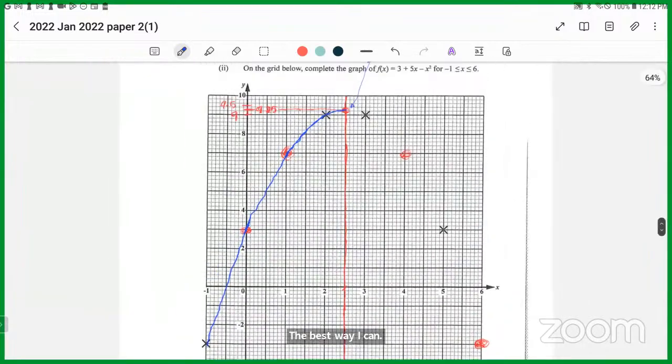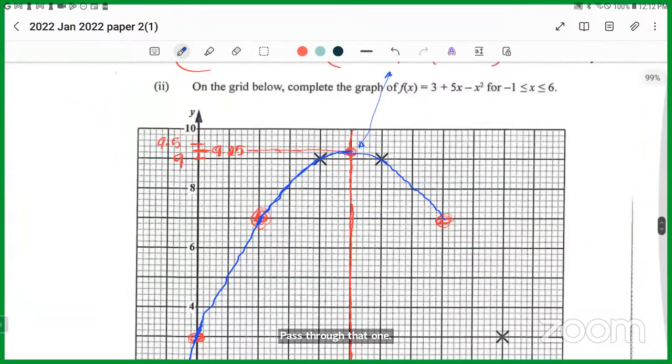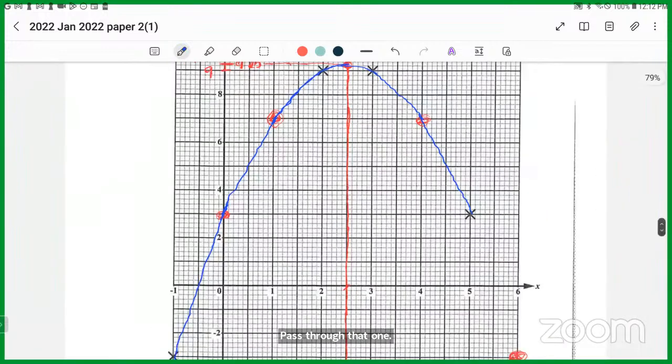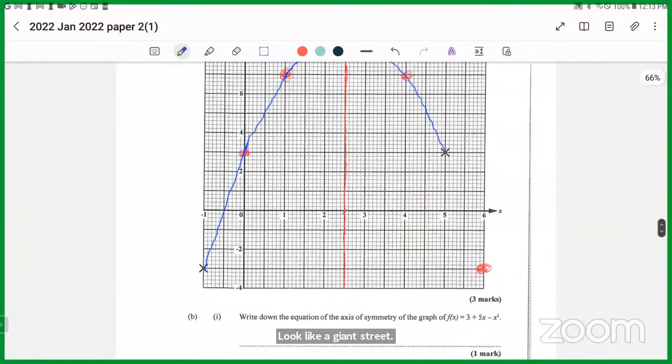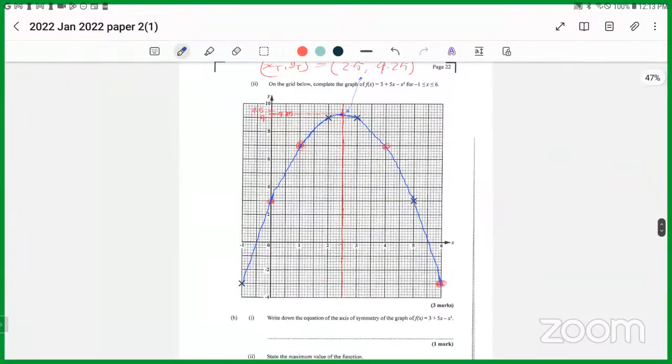See there? All right, up here again, I'm coming over, pass through that one. Pass through that one. Pass through that one. And don't use any ruler line, it's a curve. So if it looks like you're drawing straight line segments, you go over, do it over. It's a curve. Everything is important. See there? Do it properly, so that you don't give CXC any reason to take off any marks.